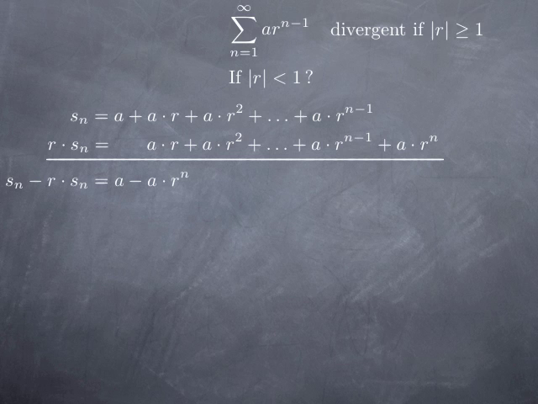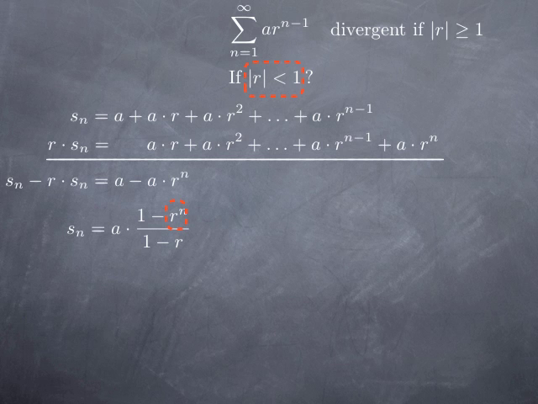And now we can solve for Sn. On the left hand side we have Sn multiplied by 1 minus r, and since we assume that the absolute value of r is strictly less than 1, in particular r is not 1, so 1 minus r is not 0, so we'll be able to divide. On the right hand side we have a multiplied by 1 minus r to the n, so dividing we get that Sn is a multiplied by 1 minus r to the n over 1 minus r, which makes sense because r is not 1.